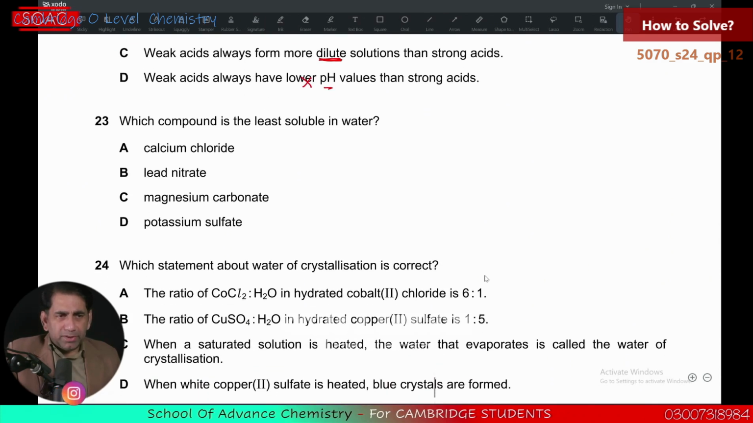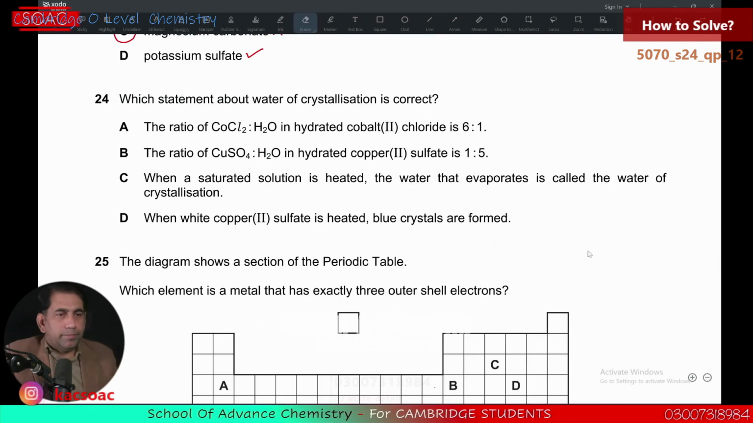Question number 23, which compound is least soluble in water? So this question is about the solubility of the compounds A, B, C, D. Option A, calcium chloride, it's soluble. Lead nitrate, all nitrates are soluble. Magnesium carbonate is insoluble. Except group 1 and ammonium carbonate, no carbonate is water soluble. So it is insoluble. Potassium sulfate, group 1 sulfate is soluble. So C is the correct option, that is least soluble in water. 23, C is the correct option.